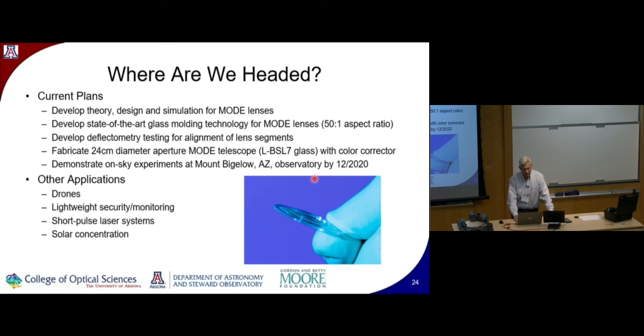So where are we headed? Well, our current plans are to develop theory, design, and simulation for mode lenses. We've come a long, long way with that. We're developing, and I didn't realize this when we started, state-of-the-art glass molding technology for mode lenses. The ones that we're making now are 50-to-1 aspect ratio, and the larger ones will have an even larger aspect ratio. We're developing very cool deflectometry testing techniques in Daewoo's group for the alignment of the lens segments. We can't mold the whole lens in one shot because the molding machine is too small. That's just engineering to make a larger machine, but they didn't give us money for that.